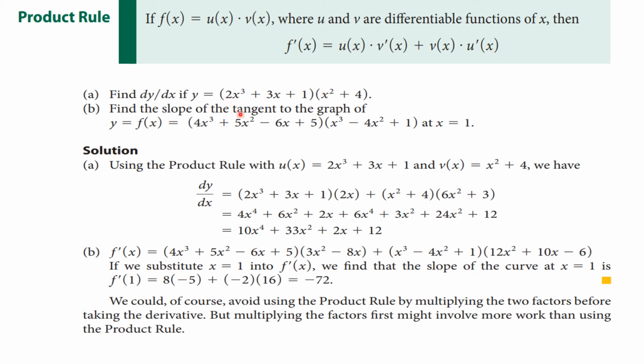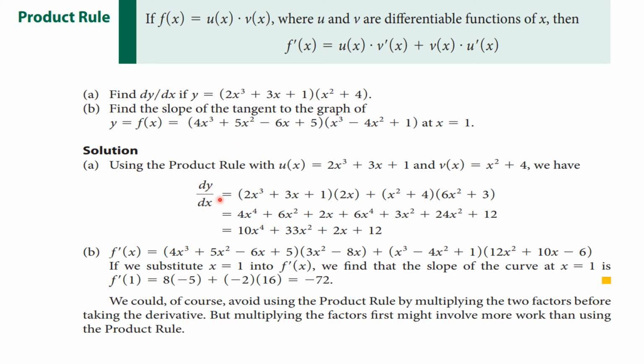Okay, now let's see these two examples. Suppose you have to find dy by dx if y is equal to 2x to the power 3 plus 3x plus 1, times x square plus 4. You have to understand that there are two functions multiplied with each other. So we assume that this is u and this is v. Now let's see the answer. Suppose this is u and this is v, then follow the product rule.